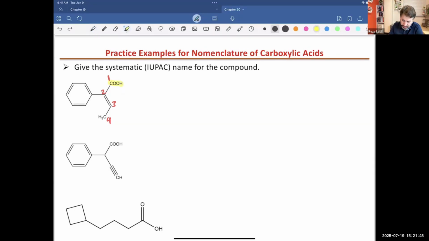Let's highlight the double bond. This is our double bond, and when you look at the double bond, we figure that we have a carboxylic functional group there and a methyl group here.